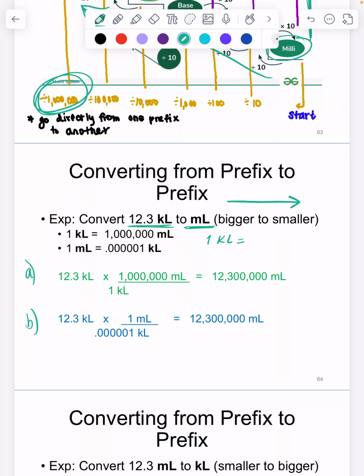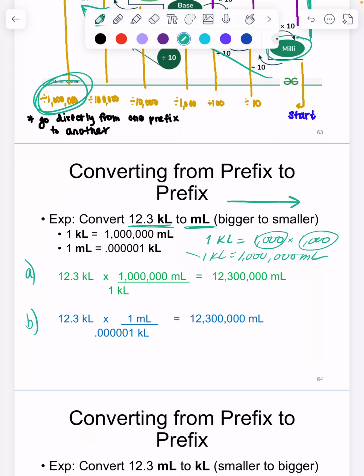Well, I do know that 1 kiloliter to 1 liter will be 1,000. And then I can go from 1 liter to 1 milliliter, and it would be another 1,000. Look at that: 3 zeros and 3 zeros, we're getting a million. So 1 kiloliter is equal to 1 million milliliters. That is quite a big conversion factor.